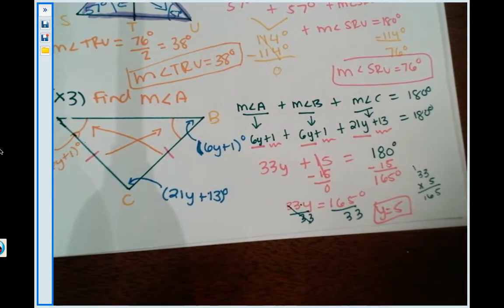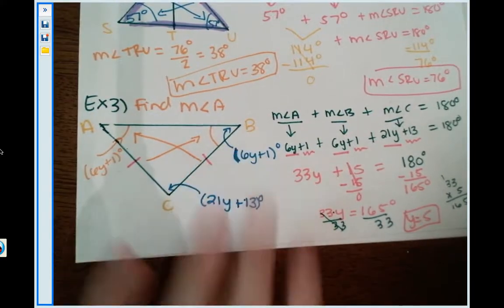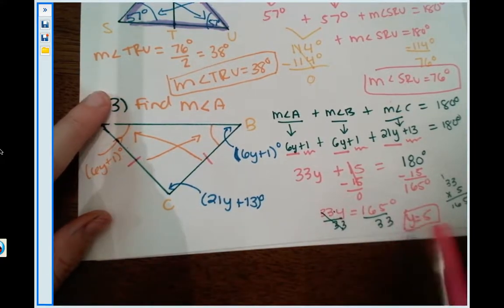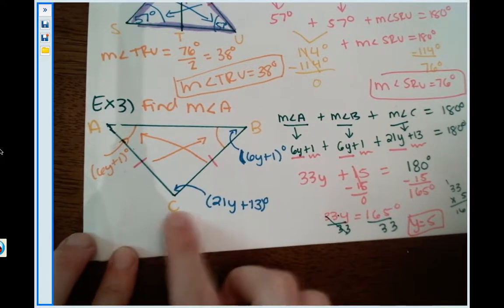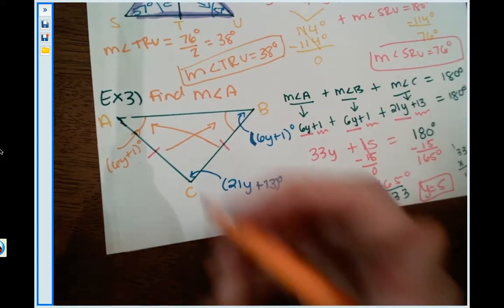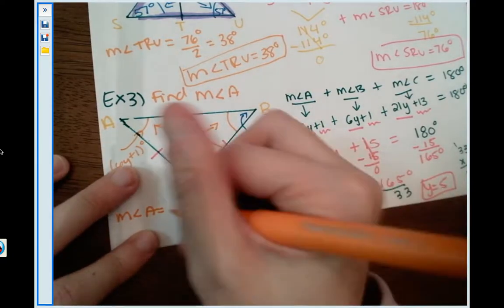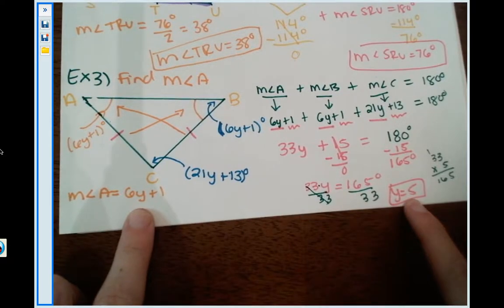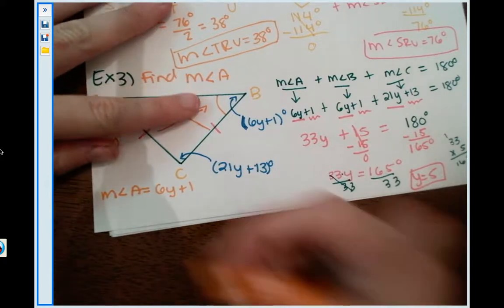But guess what, you guys? I'm not done. The problem doesn't say find y. It says find the measure of angle A. Okay, so I know the measure of angle A is 6y plus 1, so I can use my y to help me find the measure of angle A. And I'm going to solve for that over here since I'm running out of space over here. Okay, so the measure of angle A equals 6y plus 1, which I know what y is. Y is 5. So I'm going to replace this y with a 5, and then I should be able to find angle A. So let's see here.